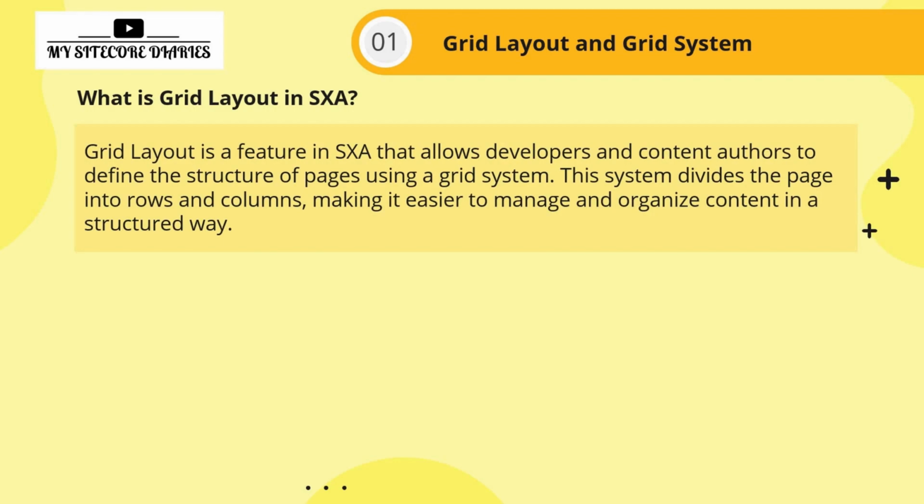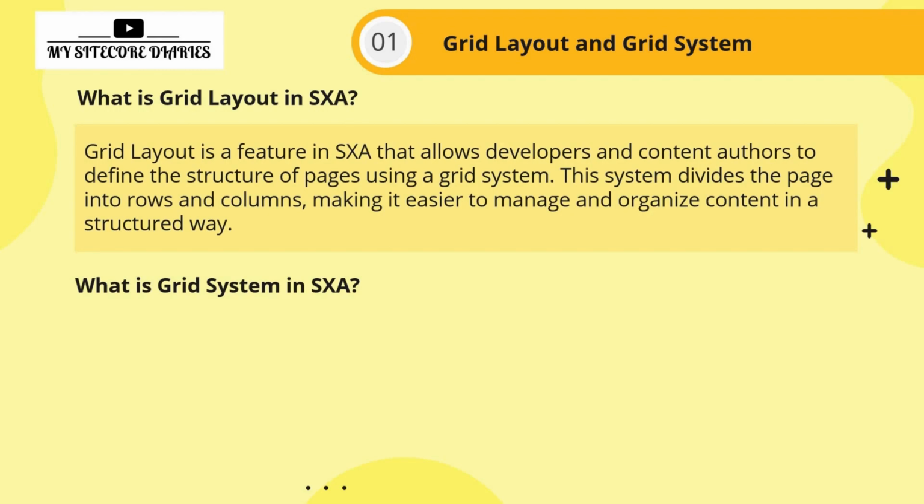So what do we mean by structure of the page? Once you see your wireframe, the layout, you might have a one column structure, one column three row structure, two column three row structure, something like that. So that is your layout. This is a feature that allows you to define the structure. This system divides the page into rows and columns. As I said, first you see your wireframe and you see the number of rows and number of columns. It makes it easier to manage and organize content in a structured way.